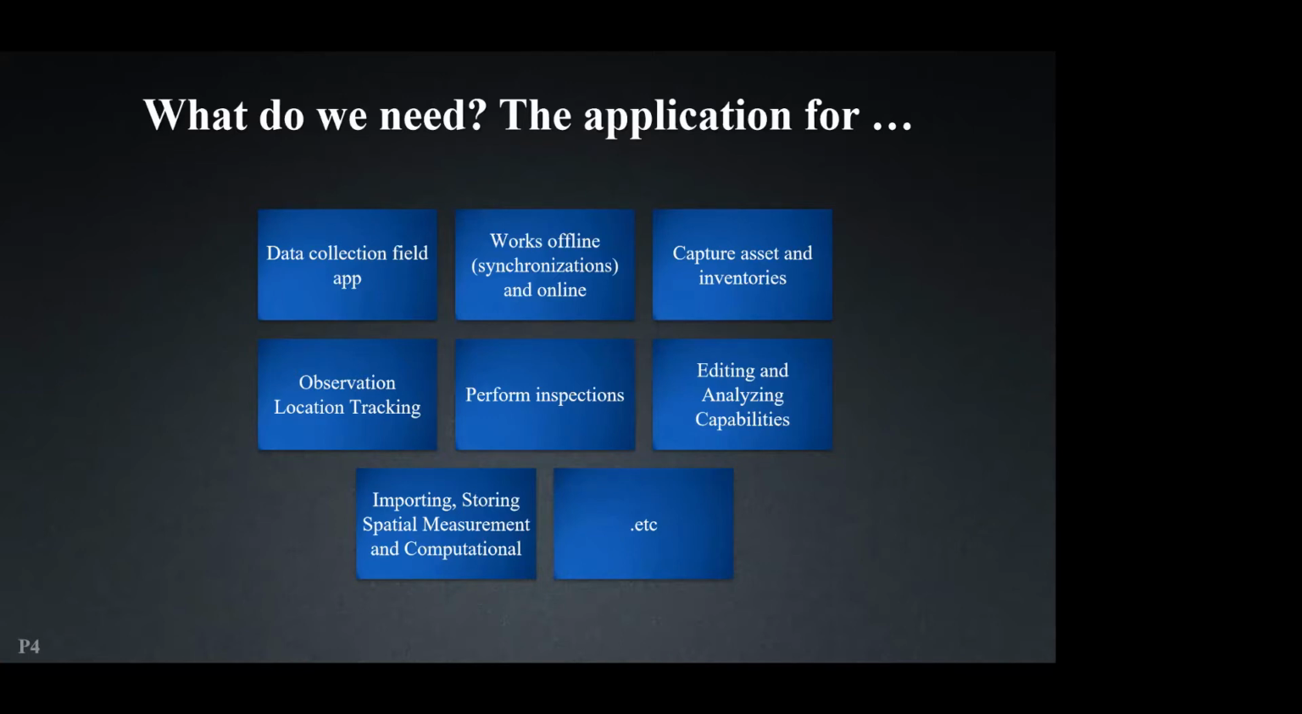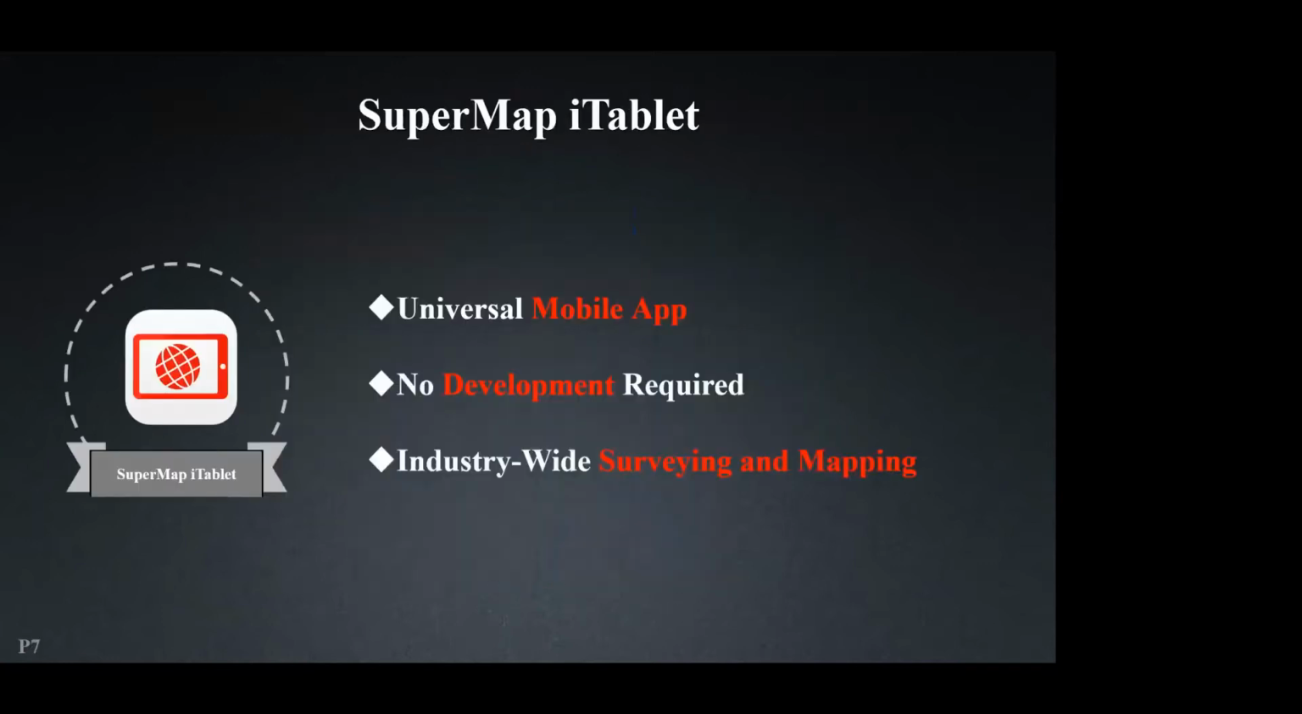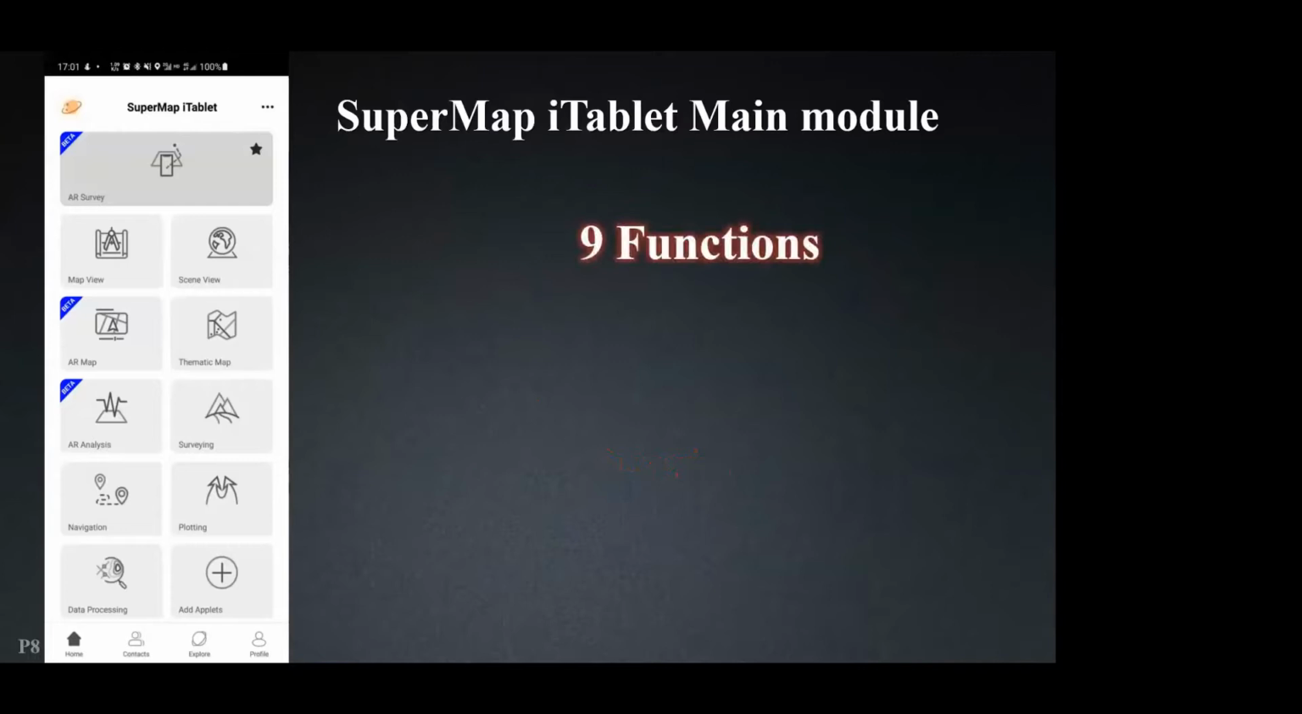So here we have SuperMap template that can meet the above requirements. It is a mobile app without development requirement, and also it is an industry-wide surveying and mapping tool. So let's take a look at what SuperMap template can do. There are 9 main functions of SuperMap template, including mapping, surveying, navigation, data analysis, and others.